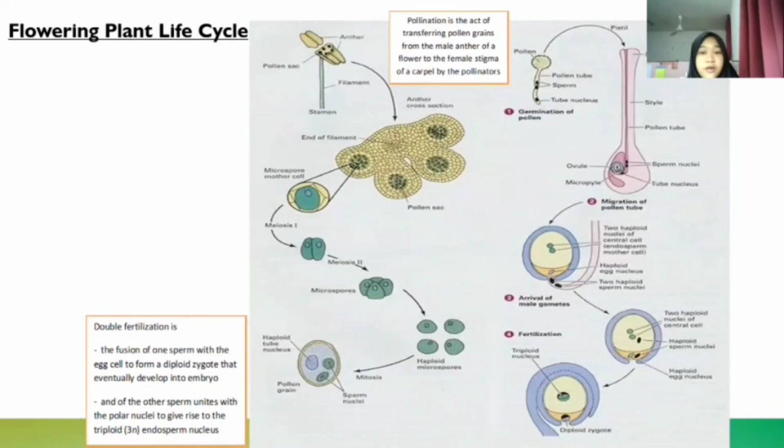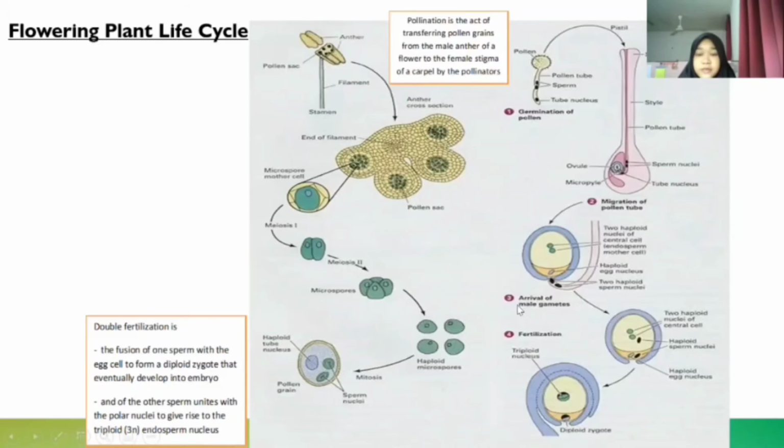Pollination is the act of transferring pollen grains from the male anther of a flower to the female stigma of a couple by the pollinator. But the growth of the pollen tube will occur after the pollination.